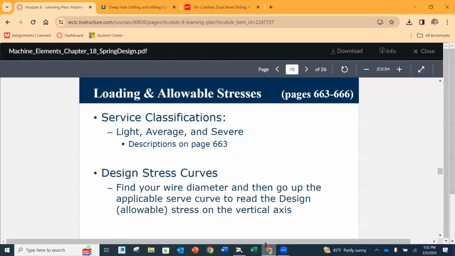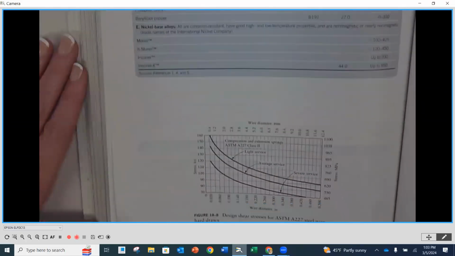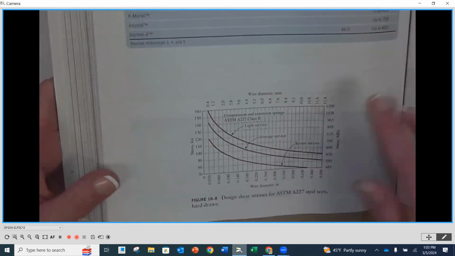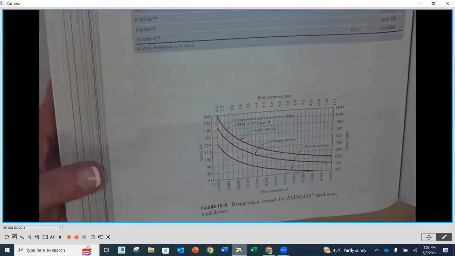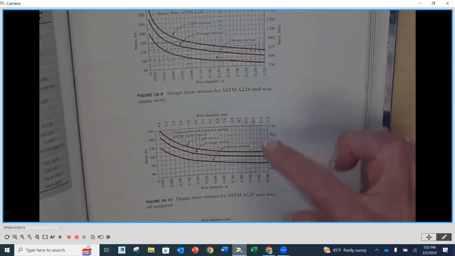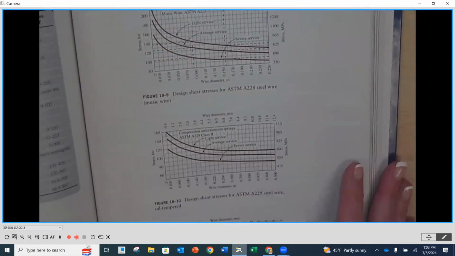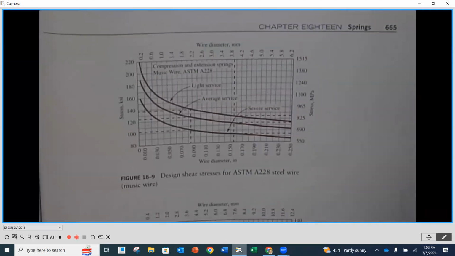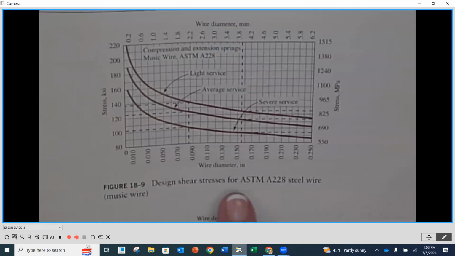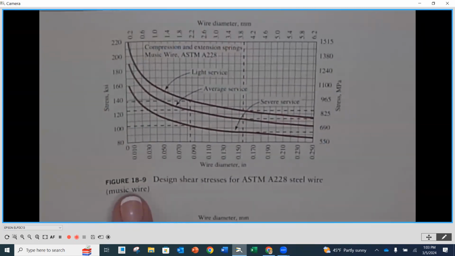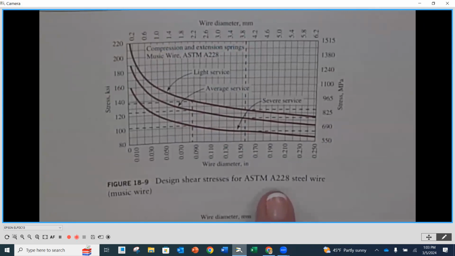Okay. So once you determine where you're at on that service, then what you can do is look at determining what your design stress is going to be. So if we go back underneath here, starting on the following page, 664, there's 6 different materials. So the first one is here at the bottom of 664. Then on 665, there's going to be 3 more. And as we turn the page, there's going to be a couple more. Now, each one of these charts is a different grade of material. So you'll notice that on the top of page 665, figure 18.9, we have ASTM A228 steel wire.